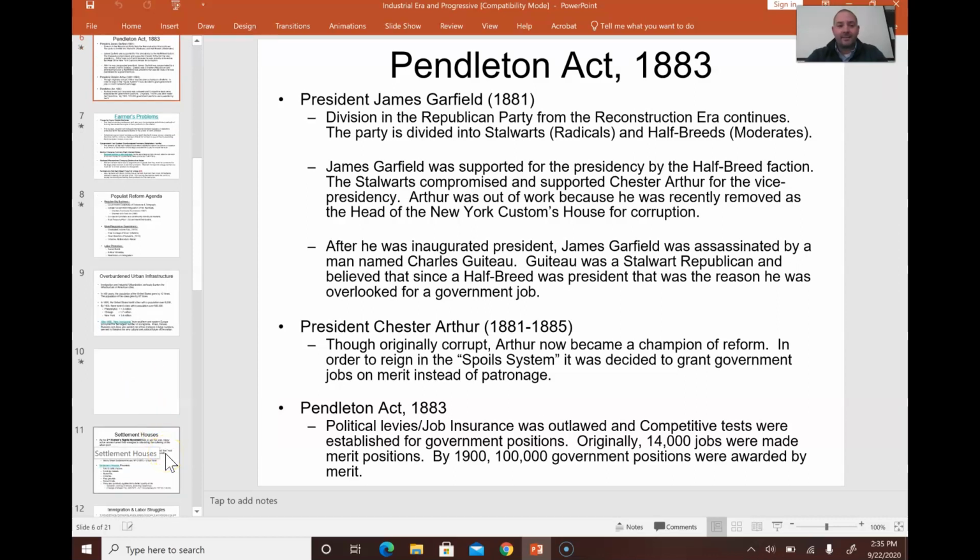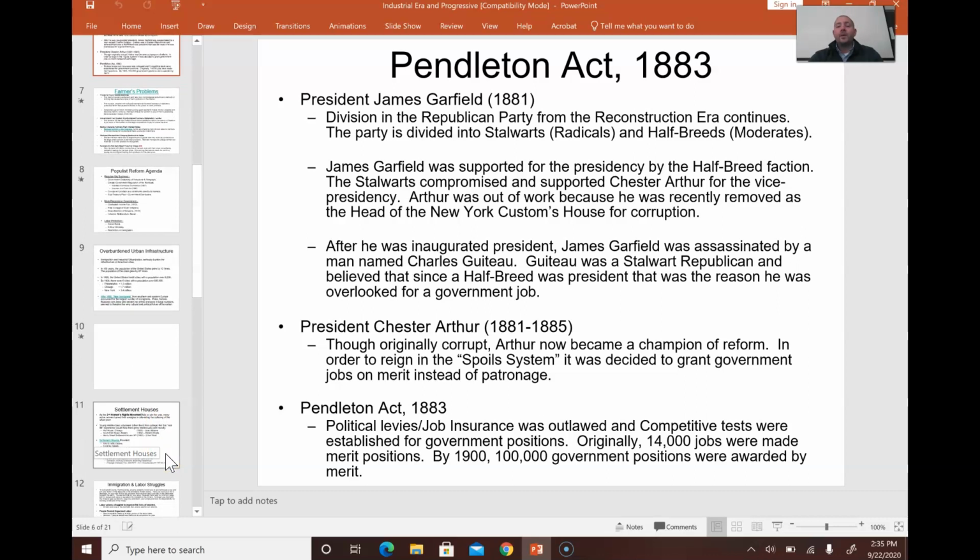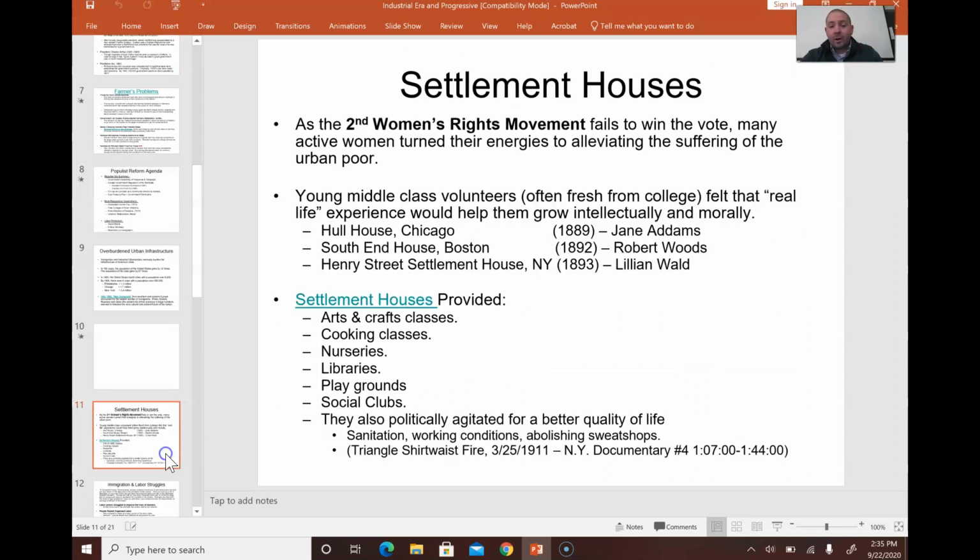So within the government in the late 19th century, there's a lot of corruption. There is a lot of using political power to exert authority over others, and as a result of that, there's a call for change. Within urban environments, there's also another problem going on.